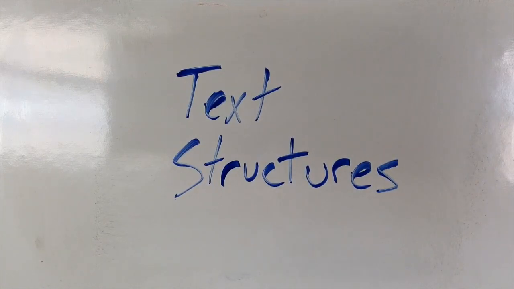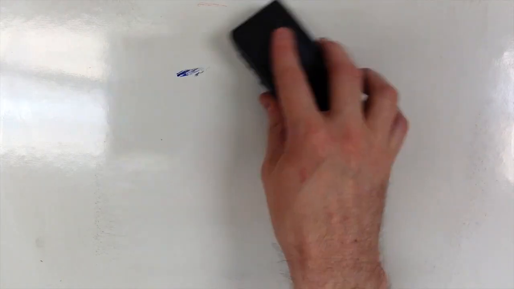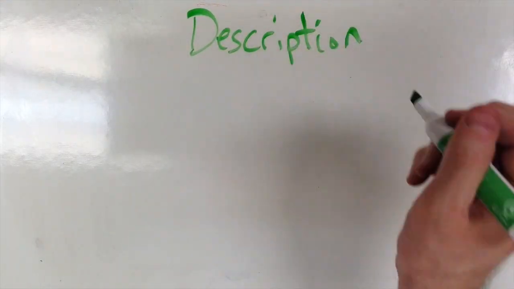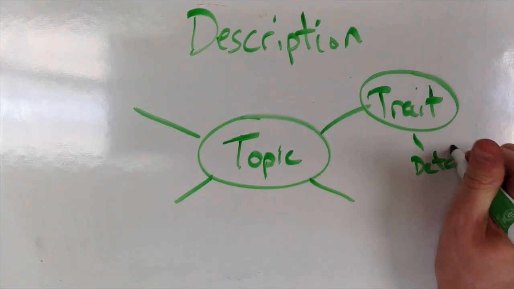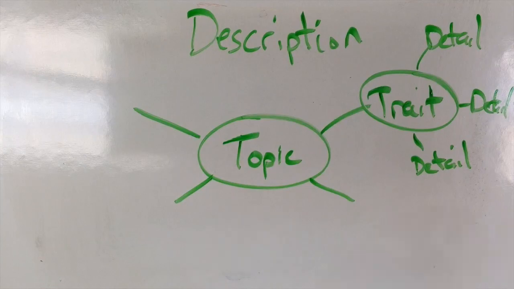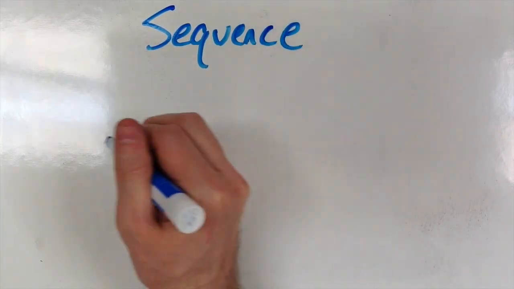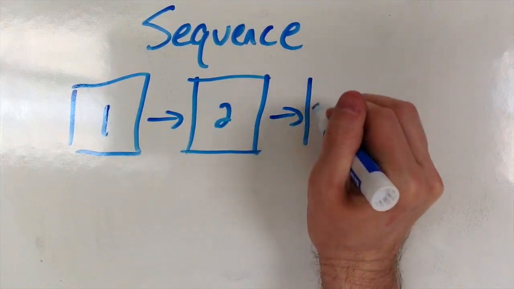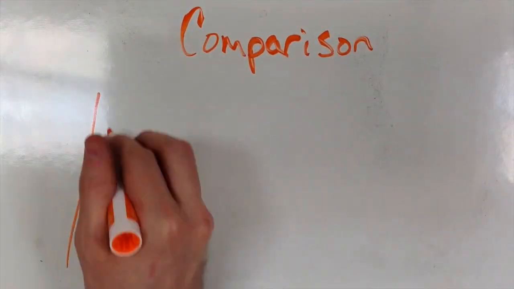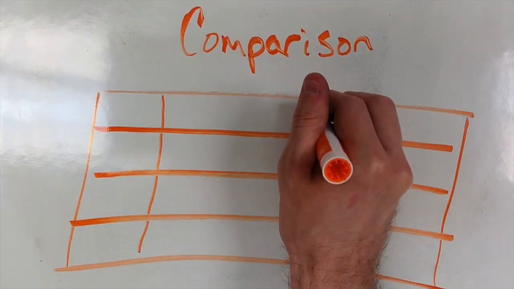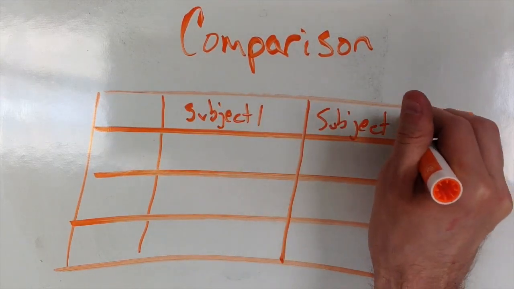Now, I usually break up text structures into 6 basic categories. We've got the descriptive structure, which is organized around a topic with parts or traits followed by details describing that trait. Then we've got the sequence structure, which is usually chronological and walks through a process or a story one step at a time.